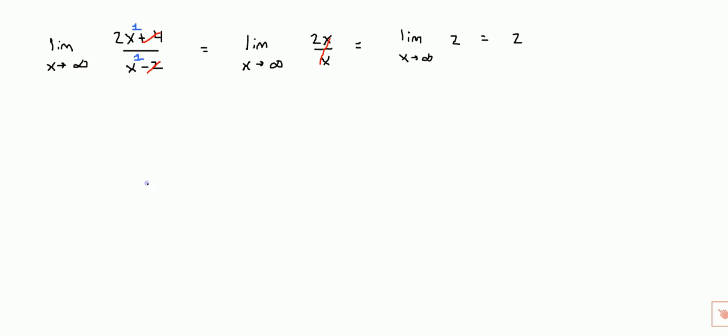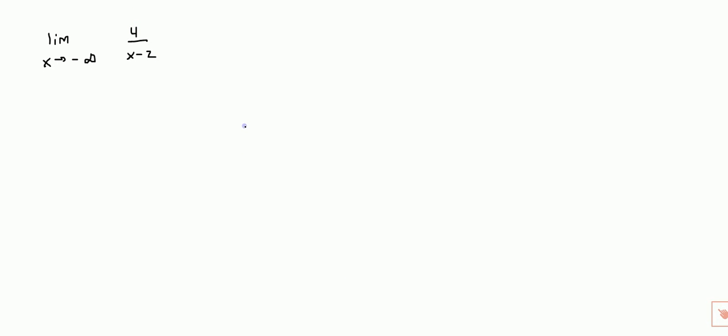Okay? One more problem. Limit as x approaches negative infinity of 4 over x minus 2. Okay, so here, on the top, just a number, and on the bottom we have an x. Okay, so what we want to think is that this is going to approach some number, right? It's just 4, but the key is that it's just a number over big number. This gets larger and larger on the bottom.